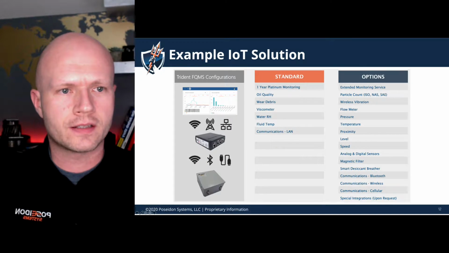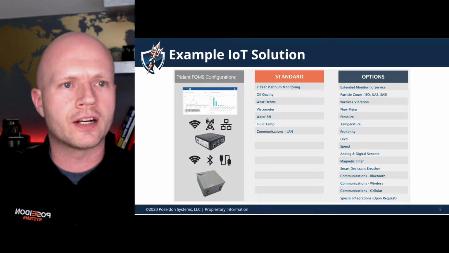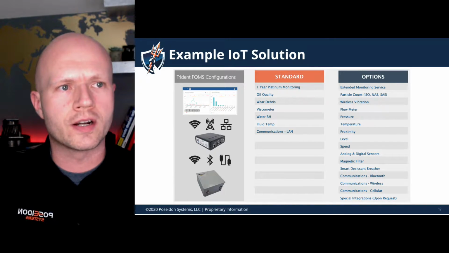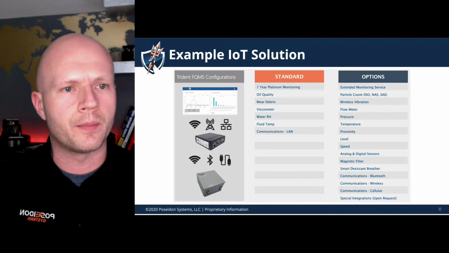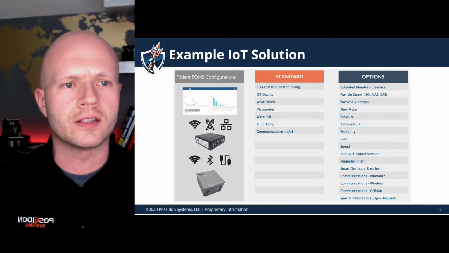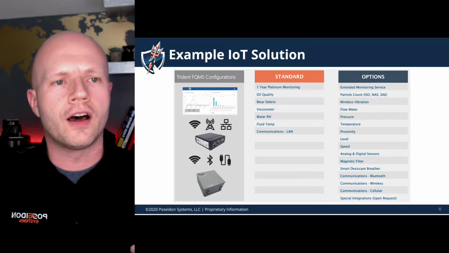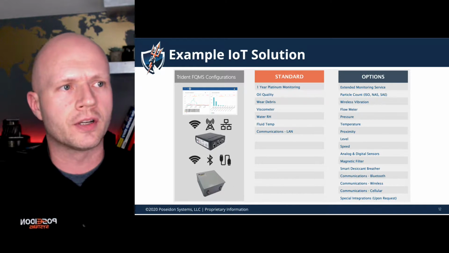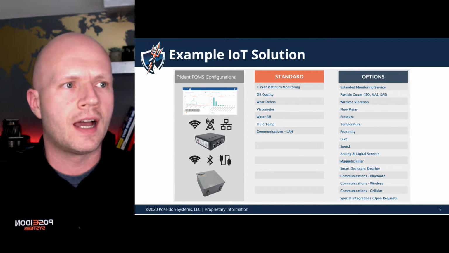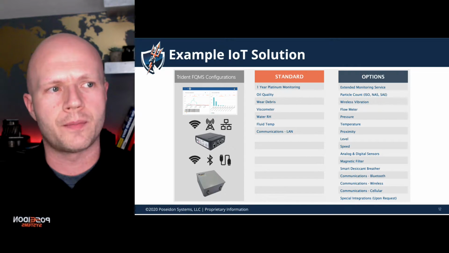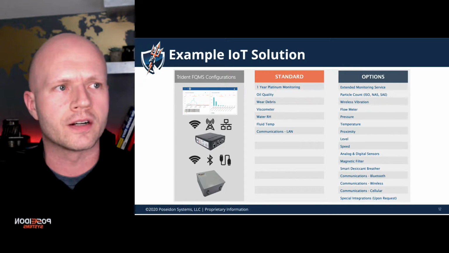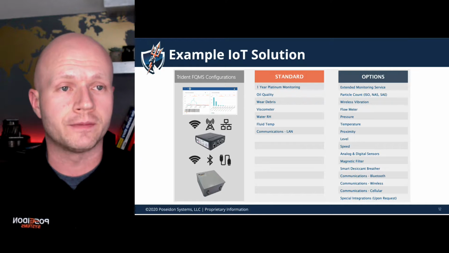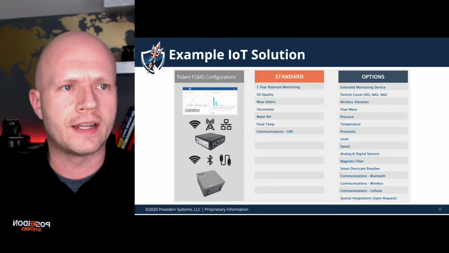So when we take a look at this and we look at how that may integrate back in, that standard FQMS comes with oil quality, wear debris, viscosity, everything we talked about. But because it is a true IoT solution, you're also able to think about other sensors that may be useful. And so when you're looking at IoT solutions for this, thinking about flow meters, pressure, temperatures, proximity, particle counters, wireless vibration even, you're really looking for a full end-to-end solution.